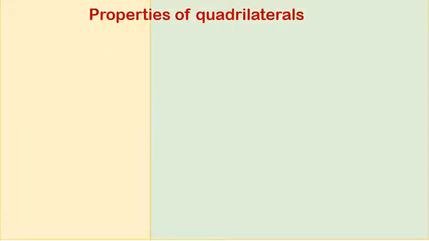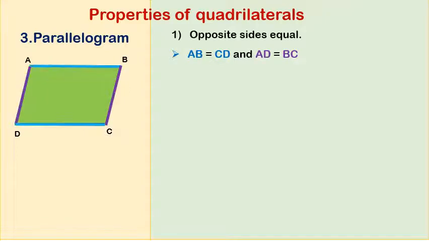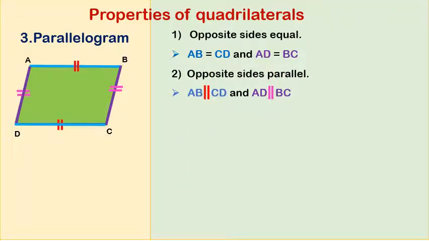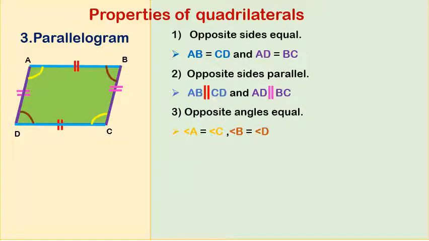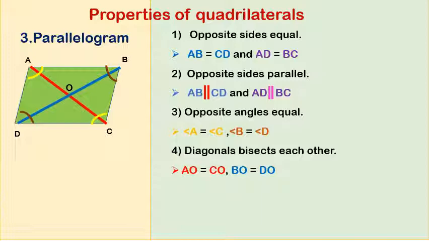Next quadrilateral is the parallelogram. You know, opposite sides of a parallelogram are equal. So side AB equal to CD and side AD equal to BC. And opposite sides are parallel also. So we can say AB parallel to CD and AD parallel to BC. Third property, opposite angles are equal. Means angle A equal to angle C and angle B equal to angle D. And you can see diagonals bisect each other. So AO equal to CO, BO equal to DO.